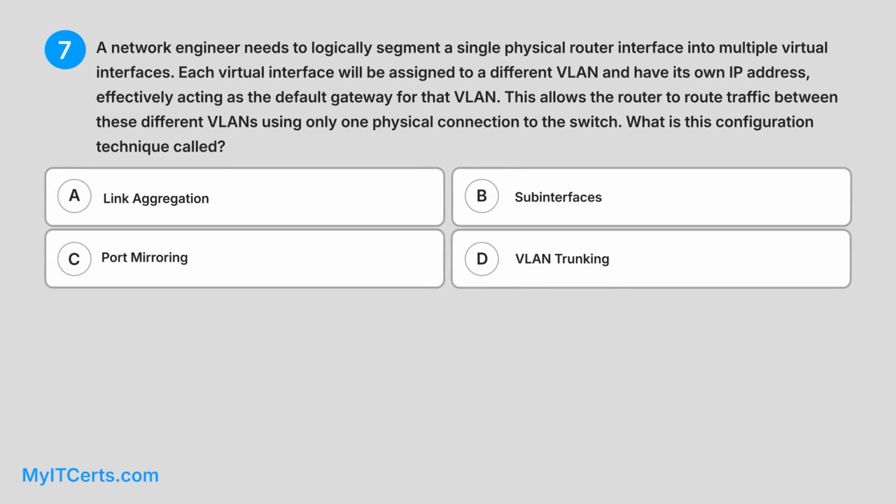7. A network engineer needs to logically segment a single physical router interface into multiple virtual interfaces. Each virtual interface will be assigned to a different VLAN and have its own IP address, effectively acting as the default gateway for that VLAN. This allows the router to route traffic between these different VLANs using only one physical connection to the switch. What is this configuration technique called?